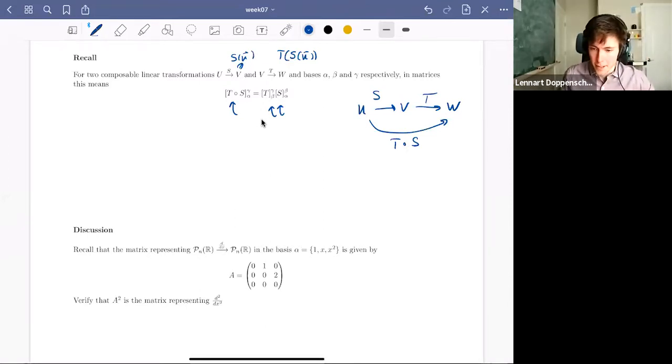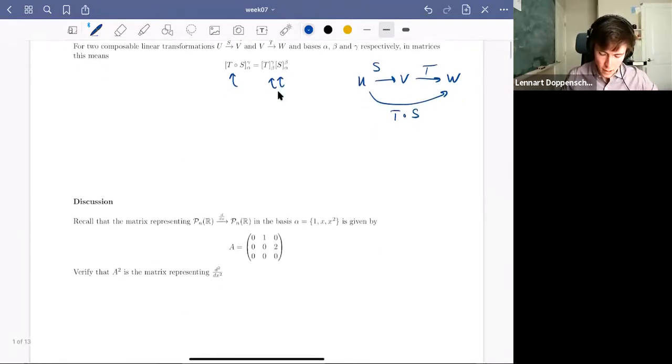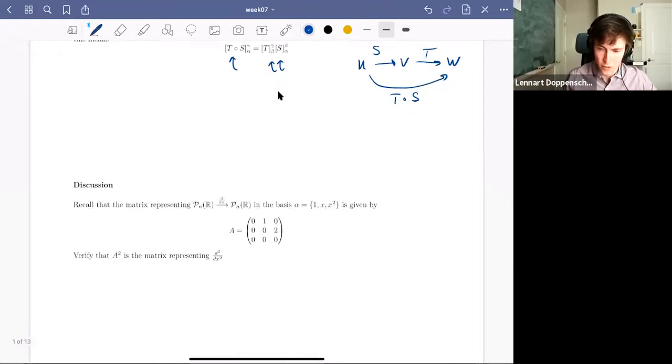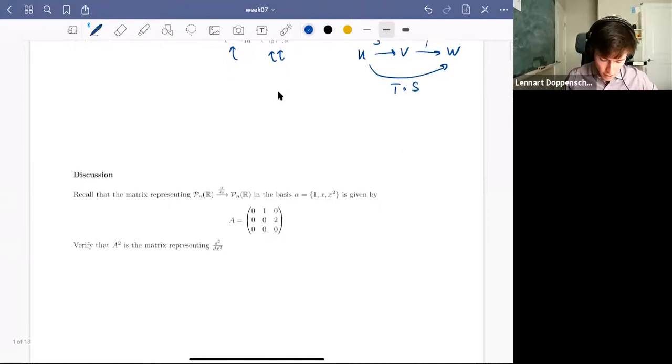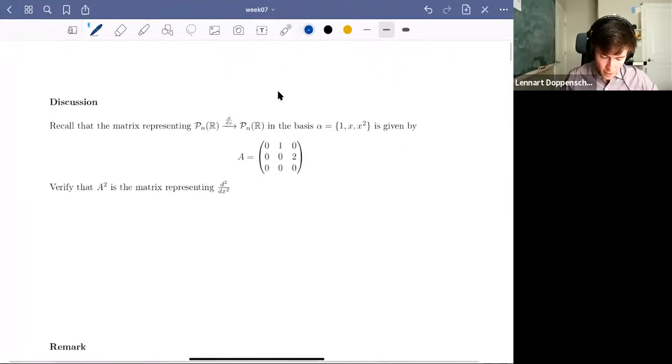And that leads me right to the first discussion. If there are no questions, do you have any questions? I think this is a very nice example to see how this works. These two sides: first composing and then taking the matrix, or first taking the matrices and then composing. I'll give you a few minutes to think about this.